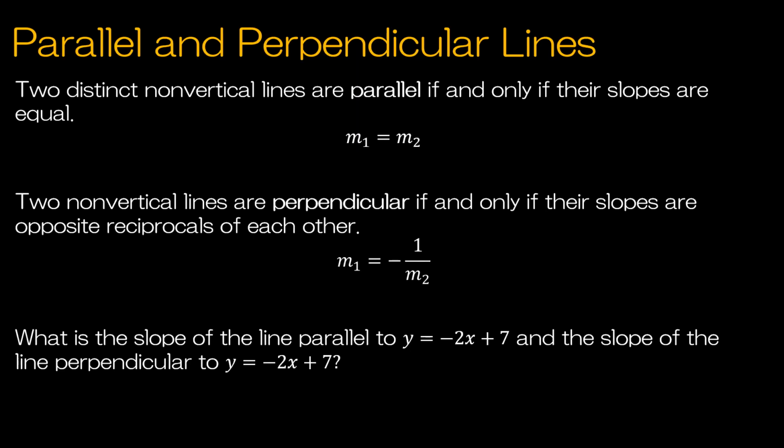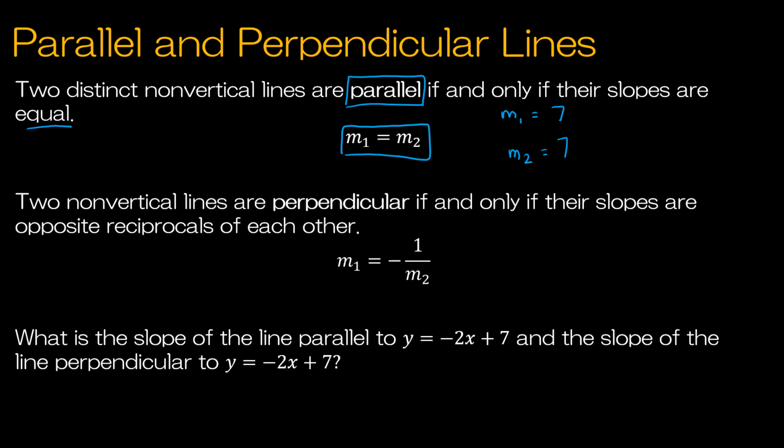We do want to talk about parallel and perpendicular lines and what that has to do with slope. When you're dealing with two lines that are parallel to one another, parallel lines are going to have the exact same slope. Their slopes are going to be equal. So if I told you I had a slope of 7, and I said, what is the slope of a line parallel to that? You would say that it's 7.